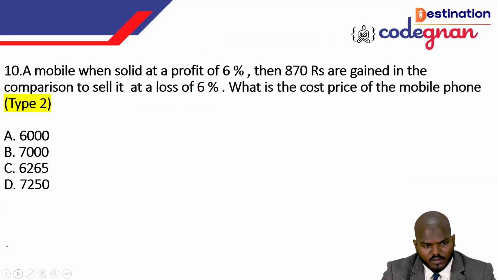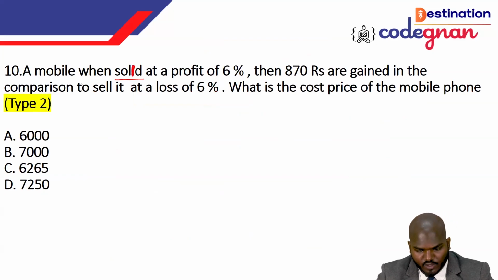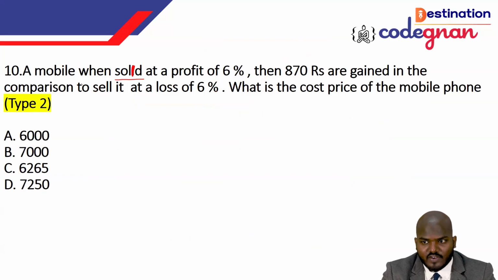A mobile when sold, very sorry, it is sold. When it is sold at a profit of 6 percent, then 870 rupees are gained in comparison to selling it at a loss of 6%. What is the cost price of the mobile phone? It is also the type 2 question. So guys, please solve the question very clearly.